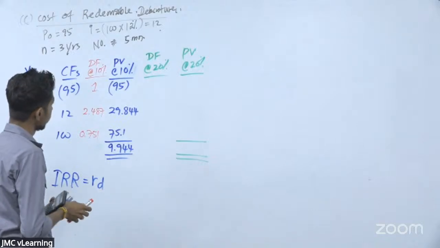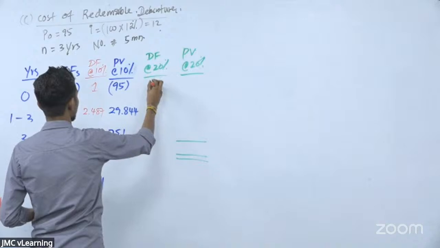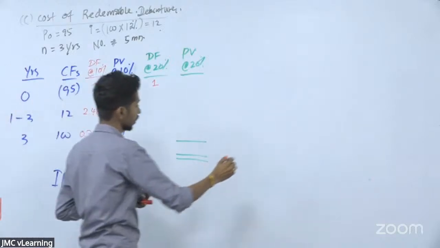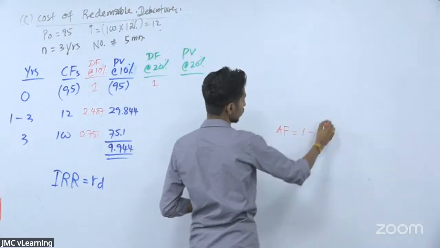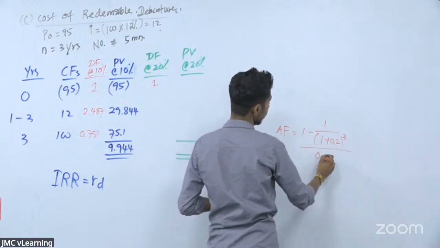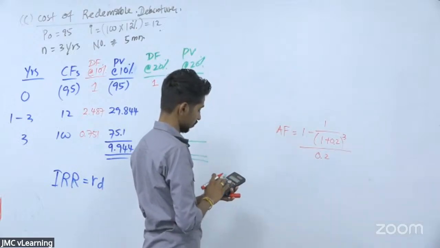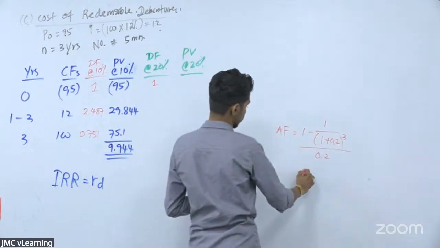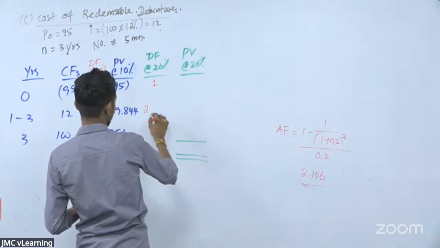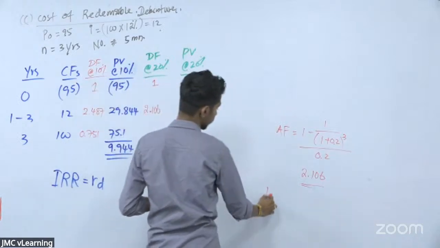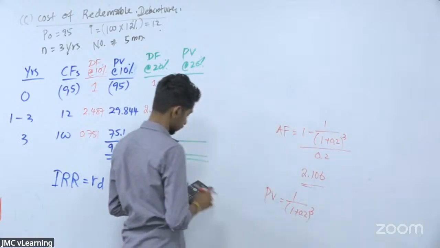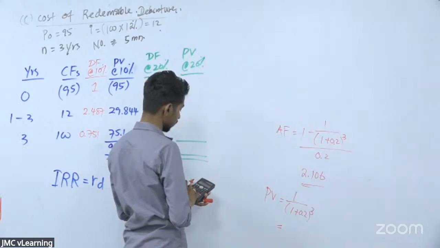Okay. Whether it is 10% or 20% or 15%, today 1 rupee value is the same. There is no time value of money. Then here the annuity factor should be at 20%. Annuity factor, 1 minus 1 divided by (1 plus 0.2), that is the rate 20%. How many years? 3 years, divided by 0.2. 2.106. Then present value factor 1 divided by (1 plus 0.2), that is the 20%, 3 years. That is the simple time value of money.